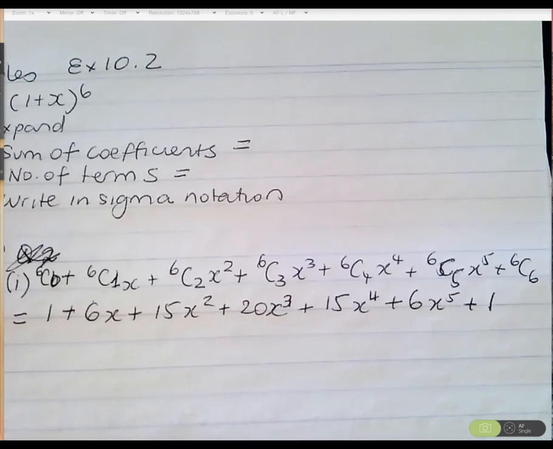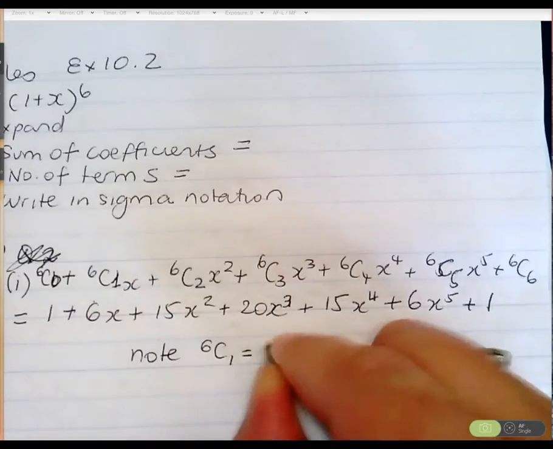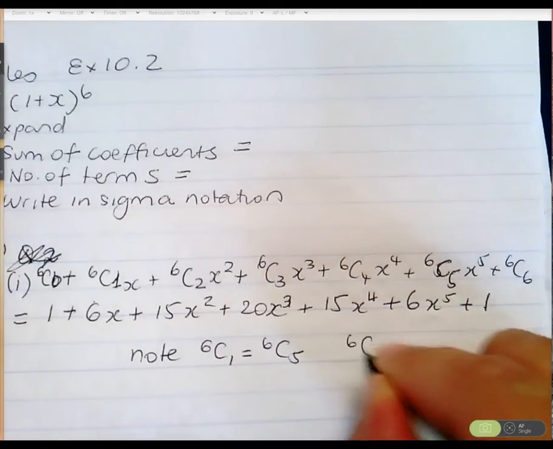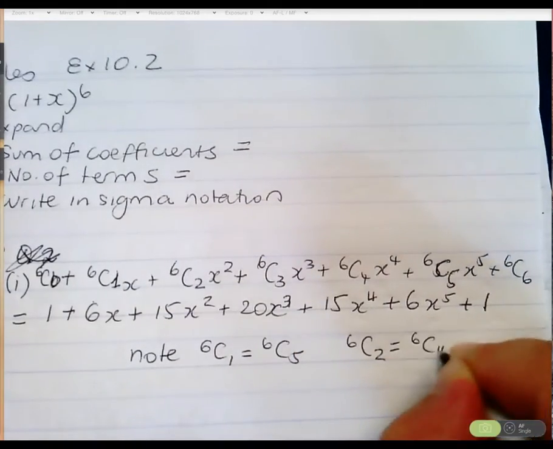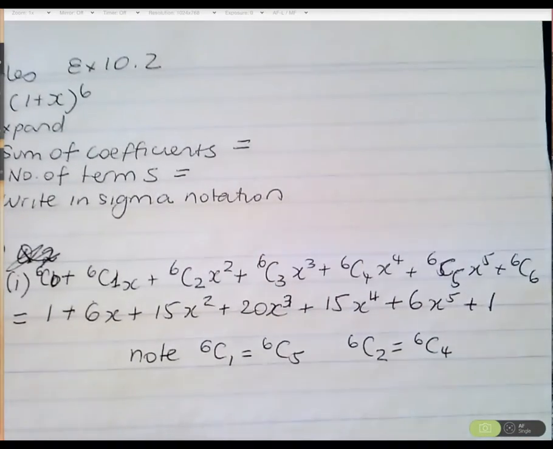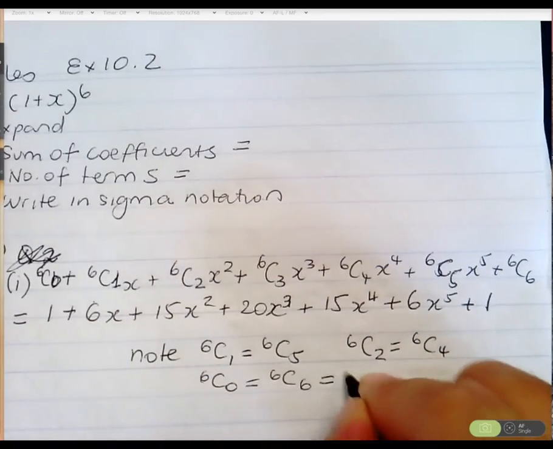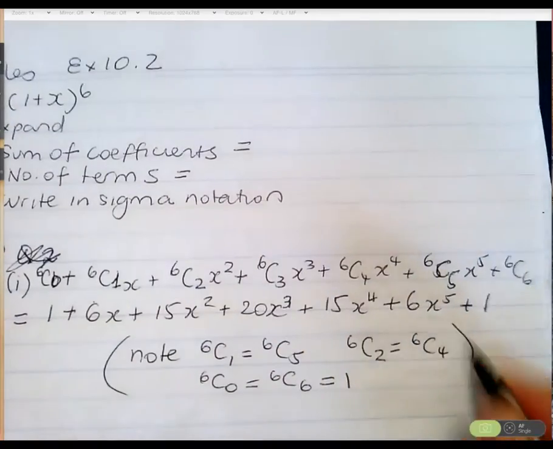Do you remember those? We can just write it here. Note: 6C1 equals 6C5, 6C2 equals 6C4. We looked at that very first lesson when we were noticing patterns. And of course, 6C0 equals 6C6, which equals 1. So just note those things.